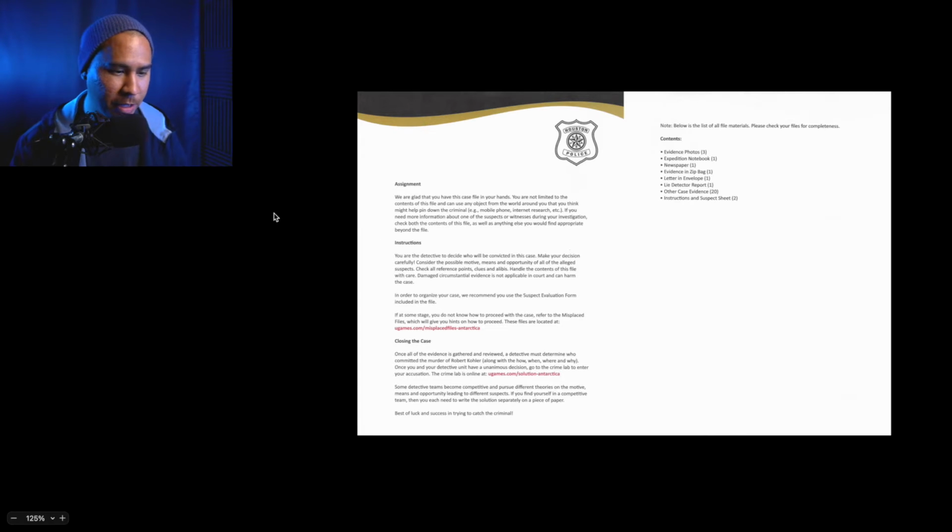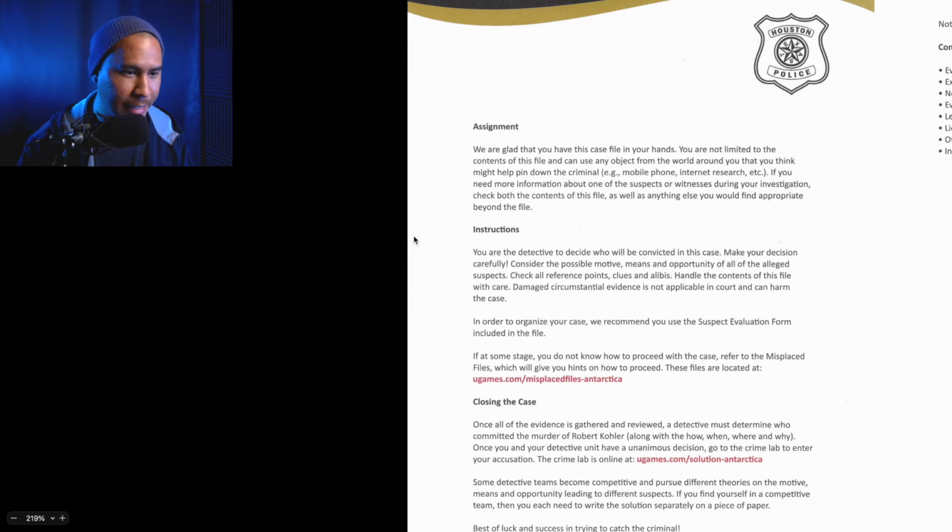So this is the first document. It was paper-clipped on the outside of a folder, and we'll go ahead and read this first. It's by the Houston Police. Assignment. We are glad that you have this case file in your hands. You are not limited to the contents of this file and can use any object from the world around you that you think might help pin down the criminal.